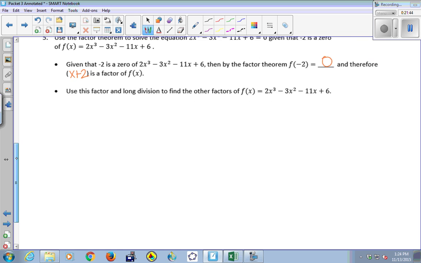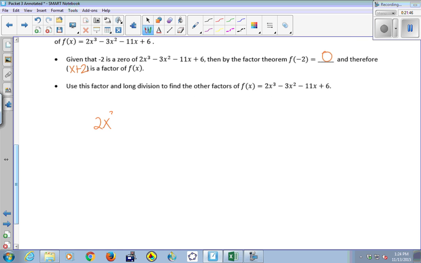So I divide 2x cubed minus 3x squared minus 11x plus 6 by the factor I know, x plus 2. The result will be another factor. So this is a good opportunity for us to go through this algorithm one more time together. Just look at the leading term, the x and the 2x cubed. What do you multiply x by to make 2x cubed? 2x squared. So we write that up top.